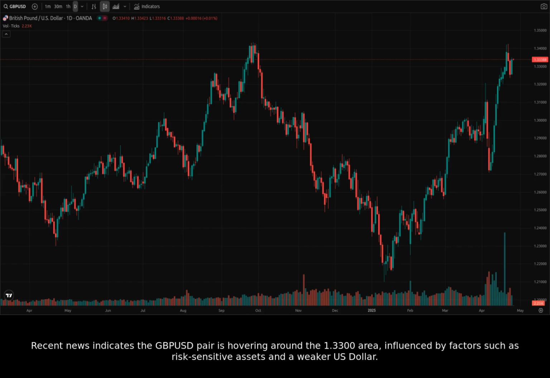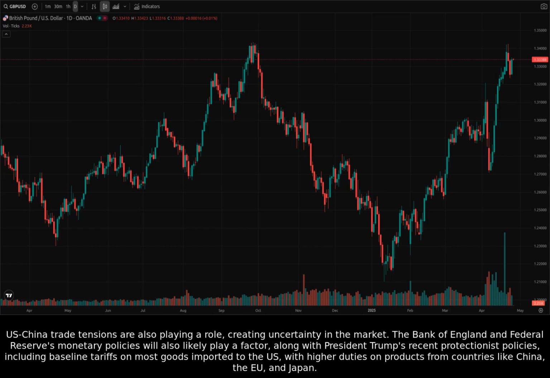Recent news indicates the GBPUSD pair is hovering around the 1.3300 area, influenced by factors such as risk-sensitive assets and a weaker US dollar. US-China trade tensions are also playing a role, creating uncertainty in the market. The Bank of England and Federal Reserve's monetary policies will also likely play a factor, along with President Trump's recent protectionist policies, including baseline tariffs on most goods imported to the US, with higher duties on products from countries like China, the EU, and Japan.